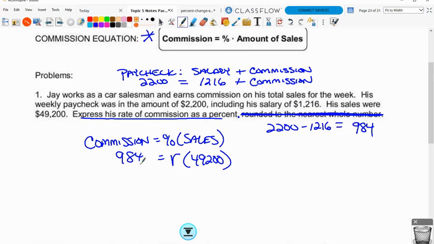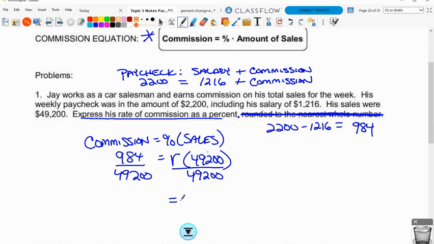Okay, so Jay sold $49,200 worth of cars. He gets to keep $984 of those dollars as his commission, and that again gets added to his regular salary to get the total paycheck. So here's our commission equation: 984 equals R times 49,200. Again, we're trying to figure out what the rate of commission is. R is on the right-hand side, and it's being multiplied by 49,200. That means we'll have to divide by 49,200 on each side in order to get R all by itself.